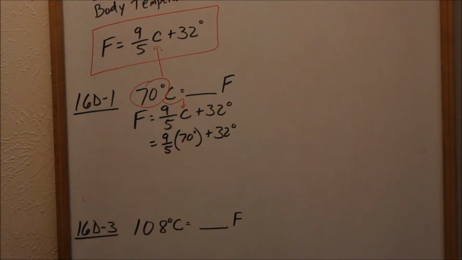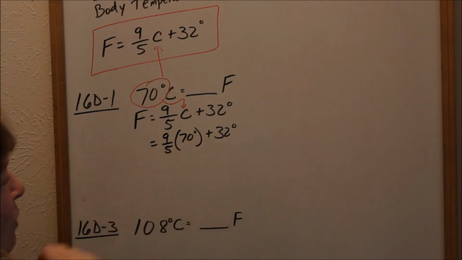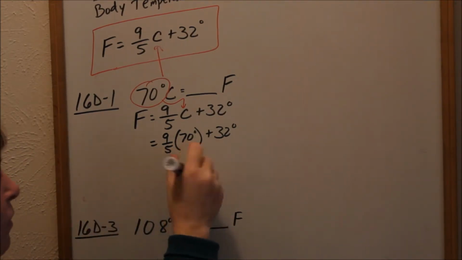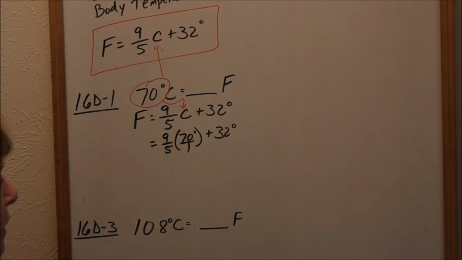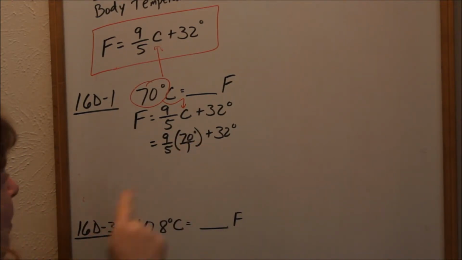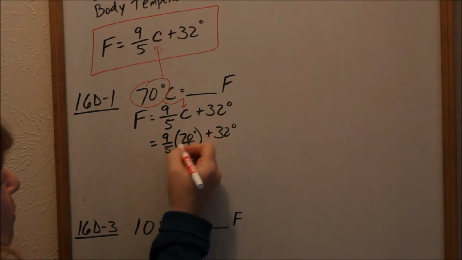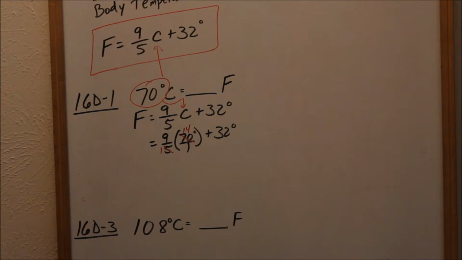Well, PEMDAS, order of operations, says you have to do multiplication before you do addition. So do your multiplication first. I can turn any number into a fraction by putting it over 1. So this is 9/5 times 70 over 1. So the first thing I usually look for is, can you cancel from numerator to denominator? Does 5 go into 70? Yeah, it does. That'd be 14. So we can reduce both of these by 5. That becomes a 1. This becomes a 14.